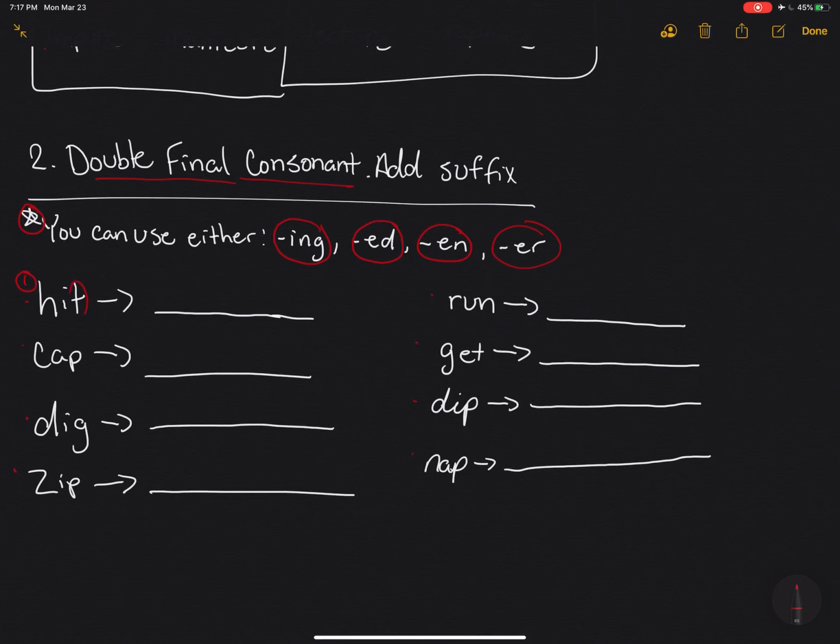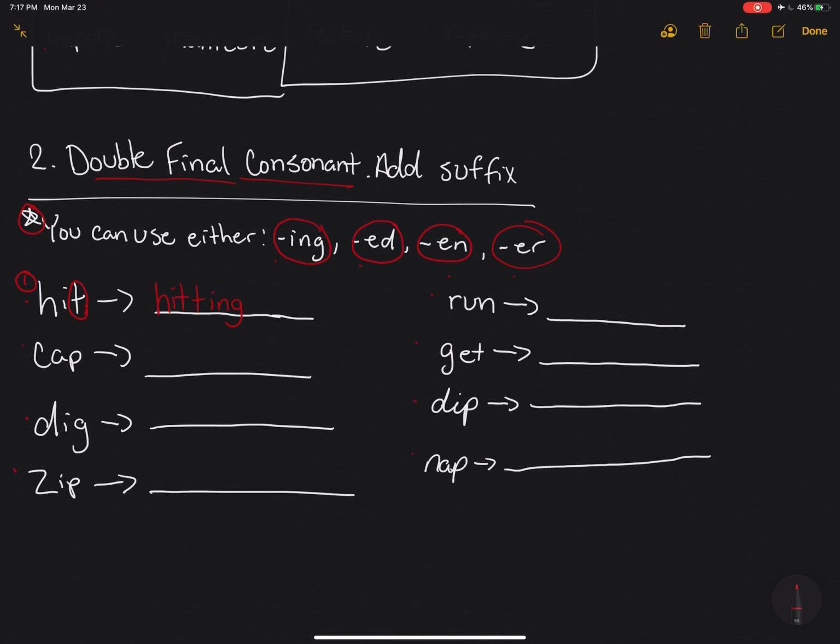We know this is the final consonant. So we're going to rewrite the word. Double it, make 2 of them. And we're going to pick a suffix. So let's just choose ing. So hit, double the final consonant, H-I-T-T-I-N-G. Hitting. Okay, let's move on to cap.